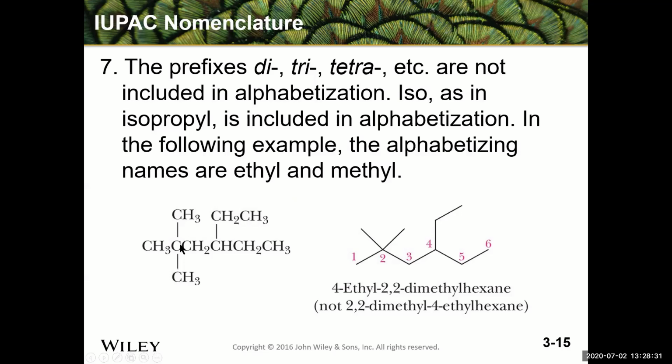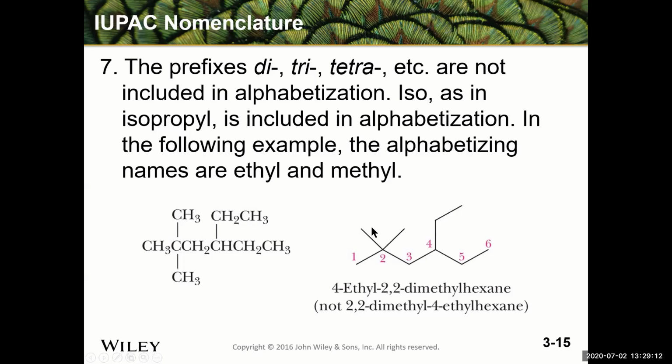So let's try this one here. The longest parent chain is 1, 2, 3, 4, 5, 6, so hexane is the main chain. If we numbered from this end, the ethyl group would first come at number 3, but in this numbering system, the first substituent occurs at a lower number, number 2. So we number it from this end, okay?